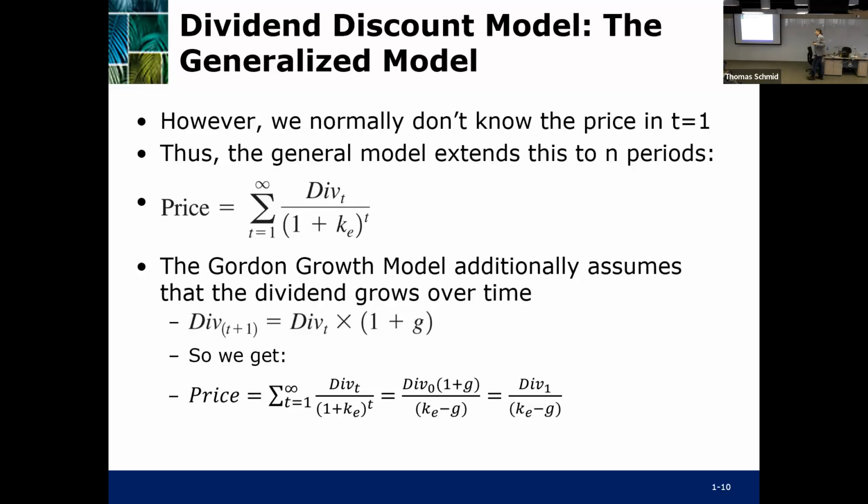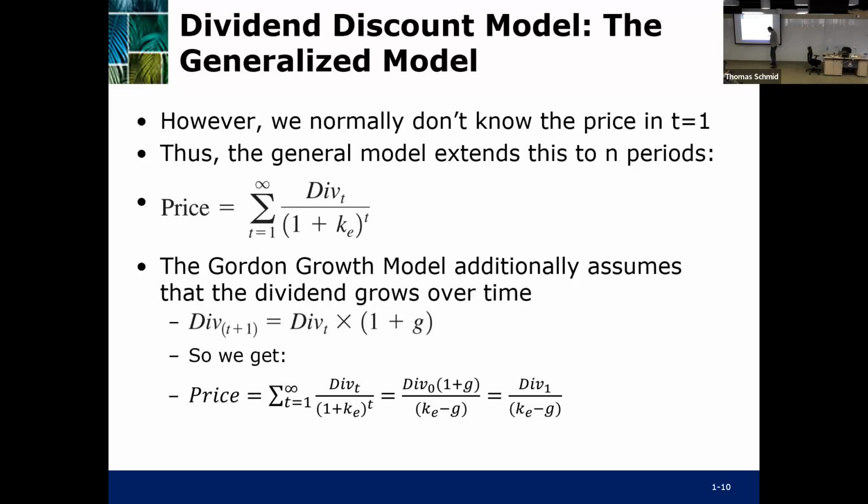So now we have an opposing force, a force that works against that, and this is g. Because the further we go in the future, the more the dividend has grown, right? Because it grows at a rate g every year. So if you go 1,000 years into the future, the dividend will be much, much higher than today because it has grown by g 1,000 times. So that's the intuition why those two things work in opposite directions. ke, the discounting, makes the sum converge, but g works against this convergence by making the dividend higher and higher every year.